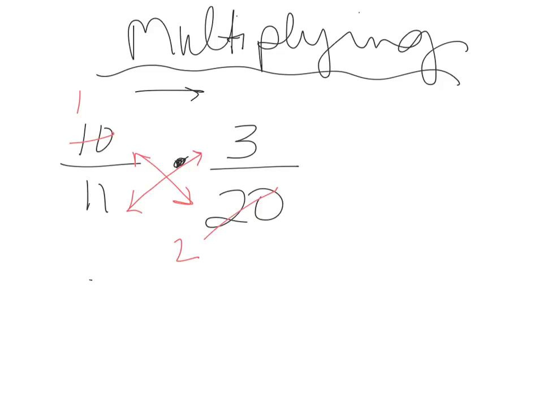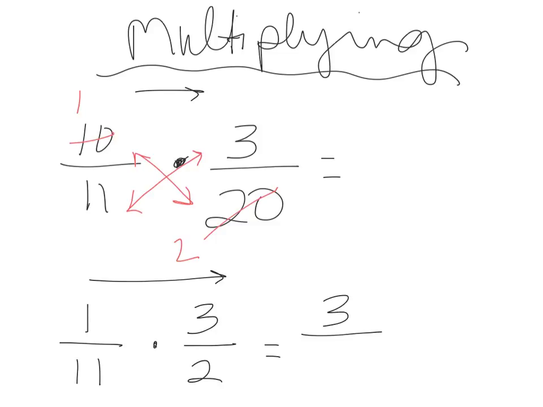Now you can multiply straight across. So, your new problem really looks like 1/11 times 3/2. 1 times 3 is 3. 11 times 2 is 22. Can you simplify this? Does anything go into both of these numbers? No. So this is your answer.